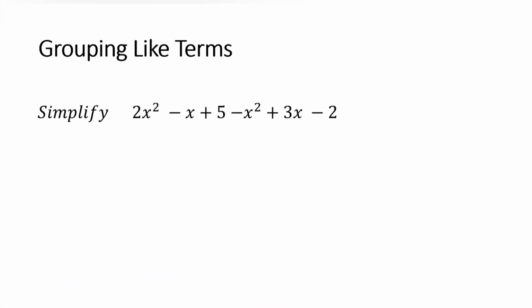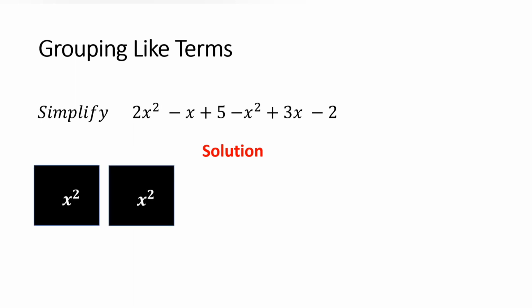Let us simplify this expression. To simplify this expression, we need to model the expression using our algebra tiles. So, we see 2x squared. This means that we're going to use 2 of the x squared tiles. Minus x means we are going to use 1 of the rectangular tile on the flip side, that is the red side.